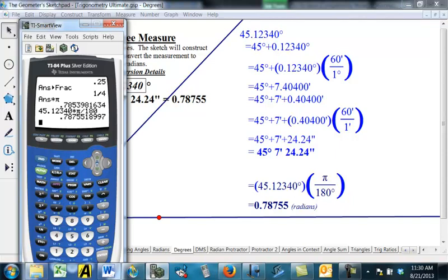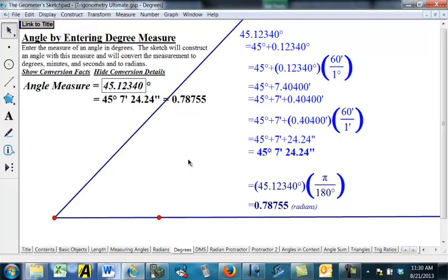Now what about degrees, minutes, and seconds? Okay, well, if it's 45 point something degrees, we know the 45 degrees is the whole number of degrees. So we've got the 45 degrees, and then we have the rest of it, the 0.12340 degrees. We can convert this part of the degrees, the fraction part, the decimal part there, by multiplying by a fraction equal to 1. We need the degrees to cancel out, so we need the degree symbol in the denominator. Now, so then we need 60 minutes is 1 degree. The degrees cancel, and we're left with minutes.